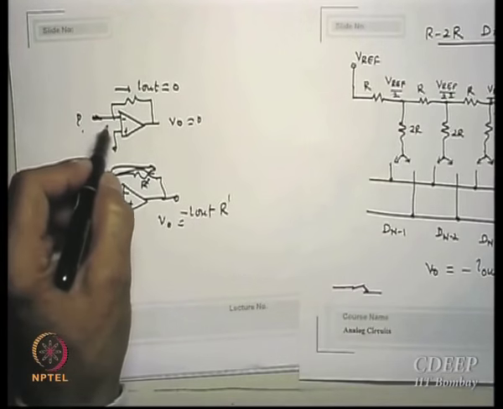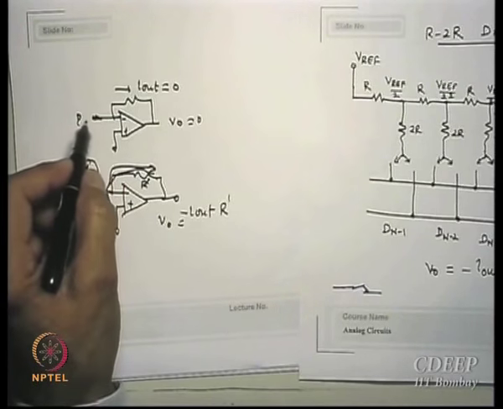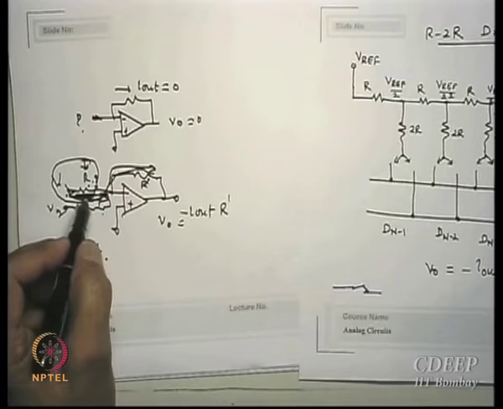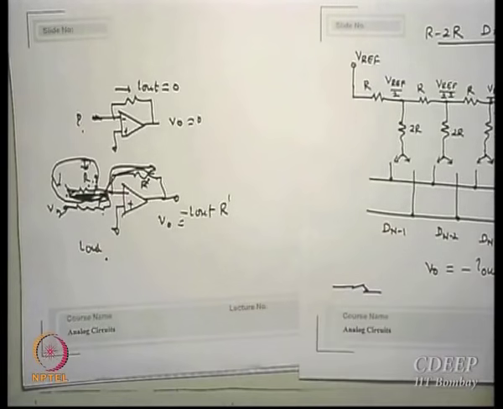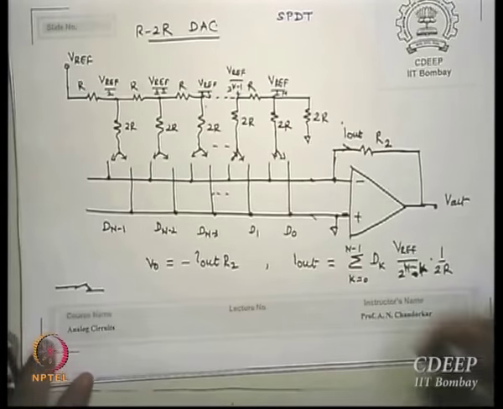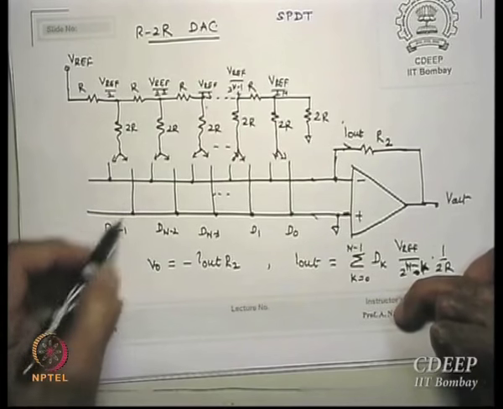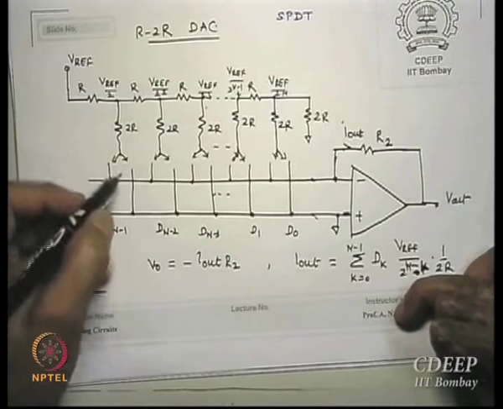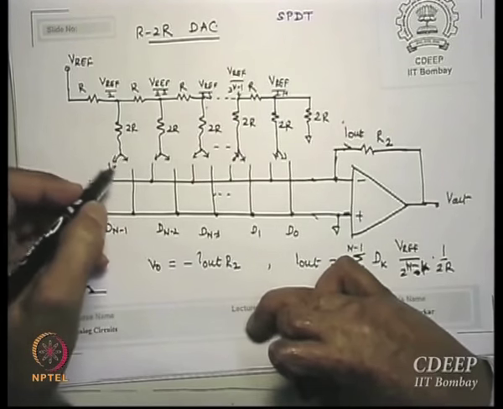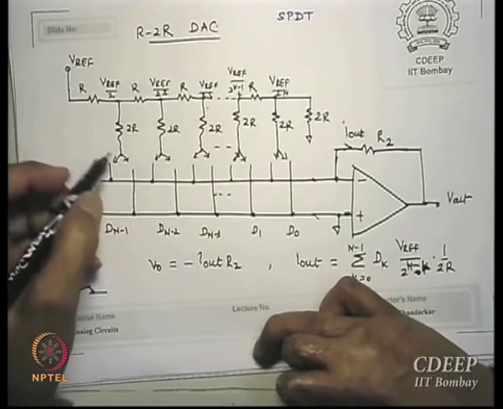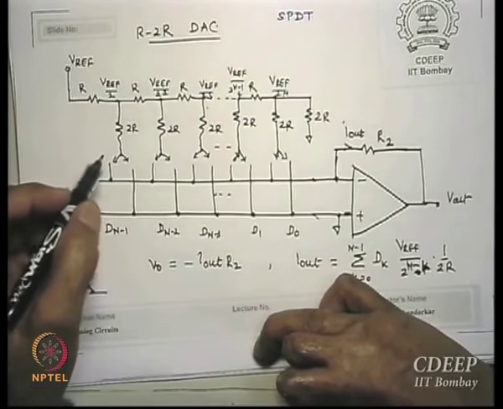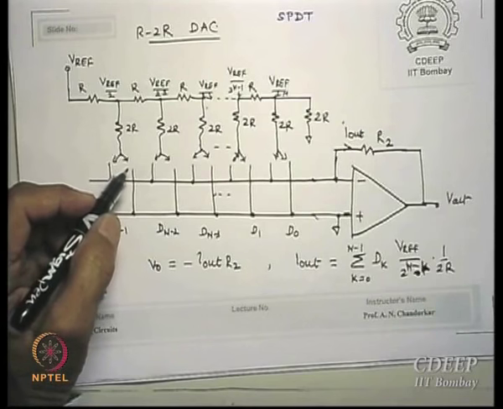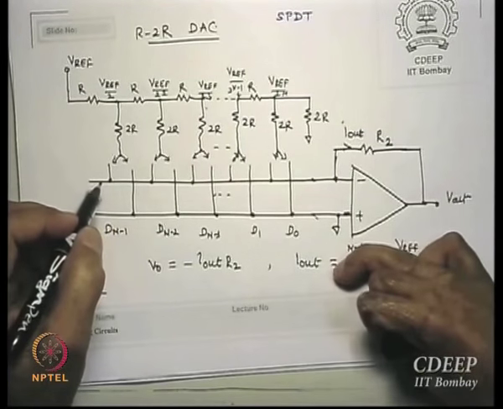I repeat, the two cases I am interested in: in one, the negative input is floating; the other is connected through R to some reference value. So what I do is, each D is a bit. If the bit is 0, please remember, how much V0 should I get? 0, is that correct? When will 0 come?